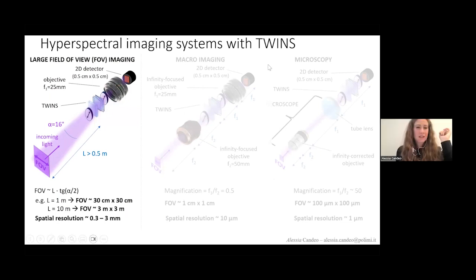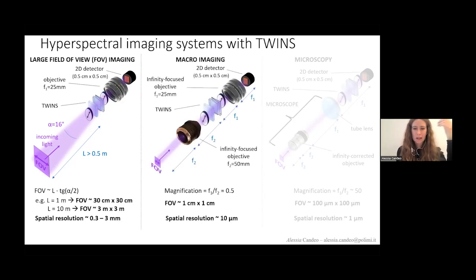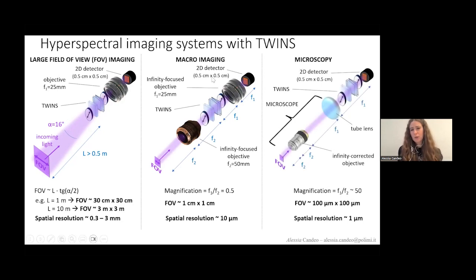Okay, so in this way, we can look at fields of view that can go from 30 centimeters to 3 meters with a spatial resolution of maximum few millimeters. However, by just adding a further macro objective in front of the interferometer itself, we can move to a macro imaging system with a field of view of 1 to 2 centimeters and a spatial resolution that is lower than 10 micrometers. Lastly, we can also couple it to standard microscopes, commercial ones.